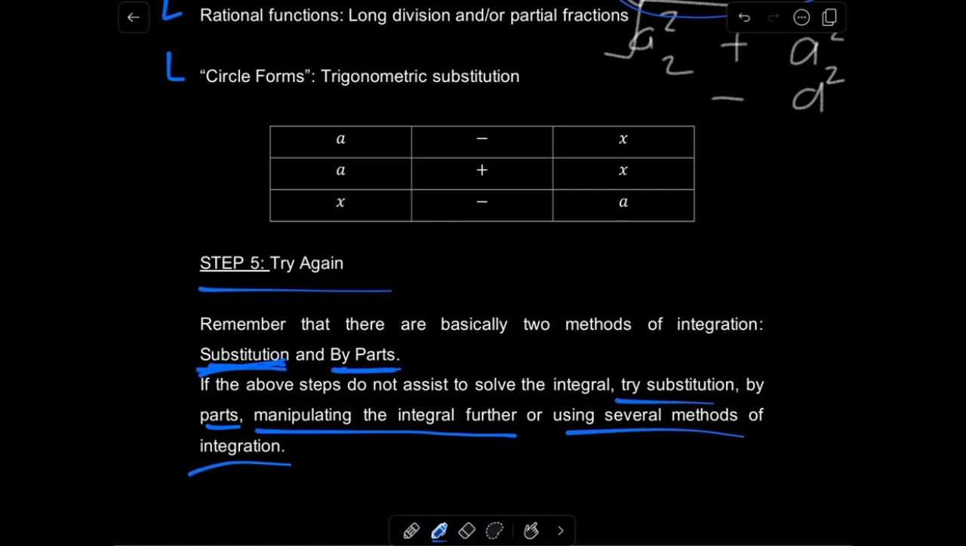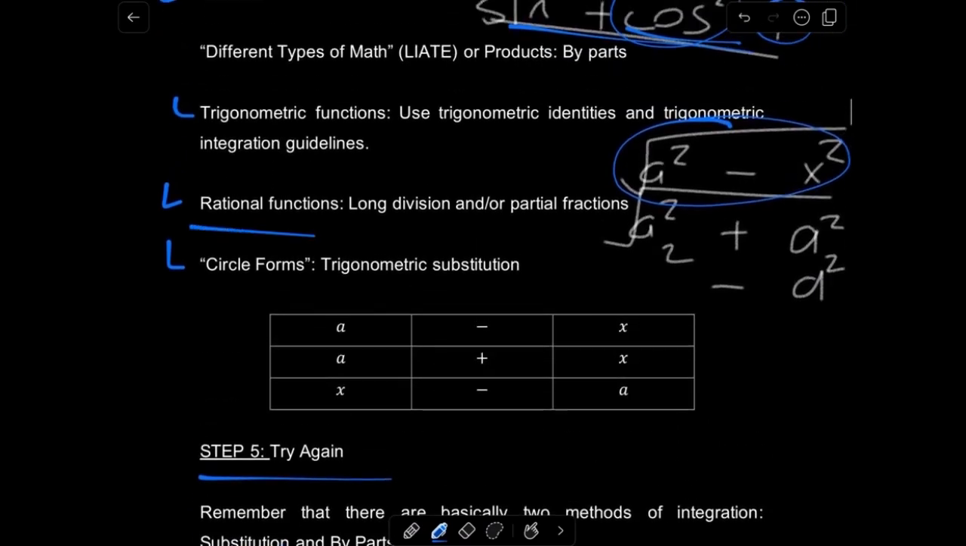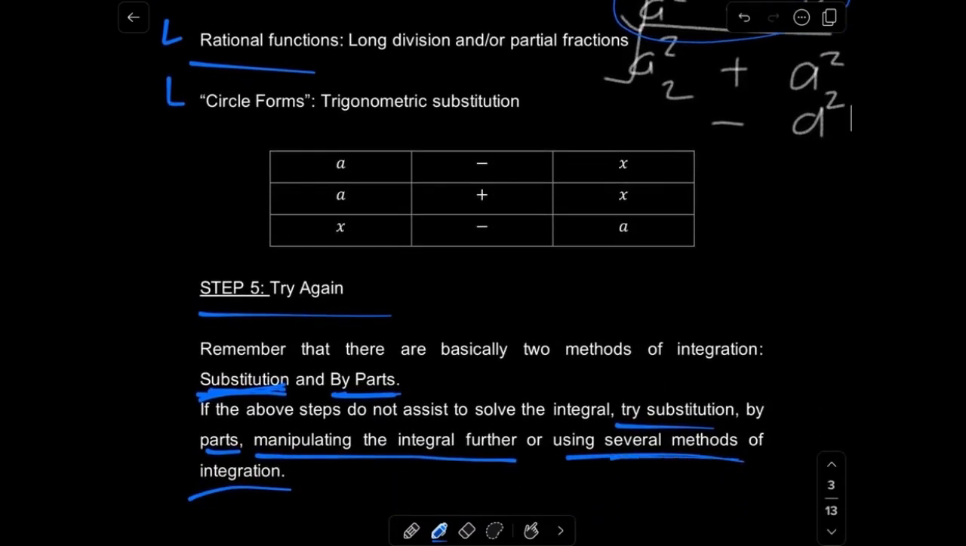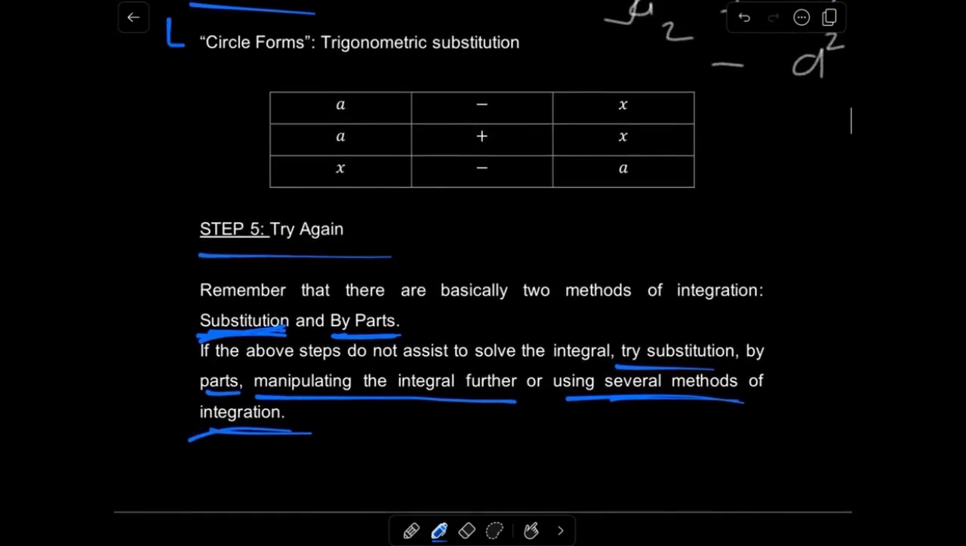Don't get stuck in the idea that, okay, it's a rational function, I'm only going to use long division and partial fractions and that's it. Or it's a product of functions, I'm only going to use by parts and that's it. No, sometimes you may have to apply 2, maybe even 3 or more techniques of integration. So sometimes you may have to try several techniques of integration. And step 6, there's step 6.